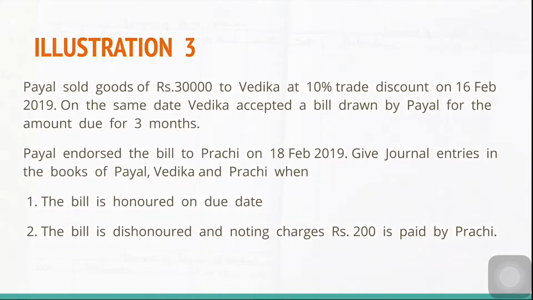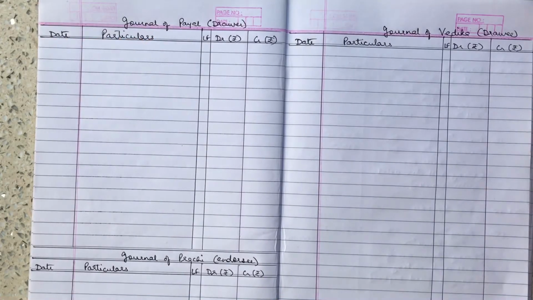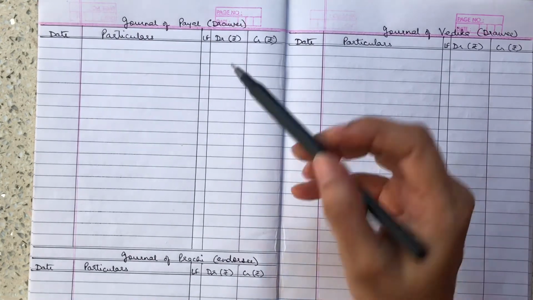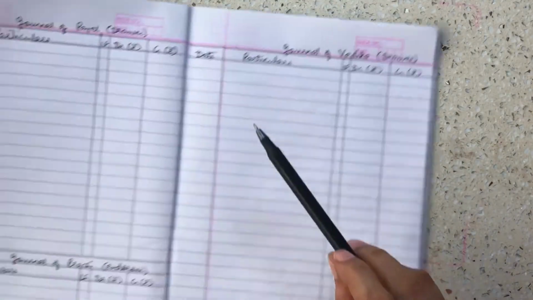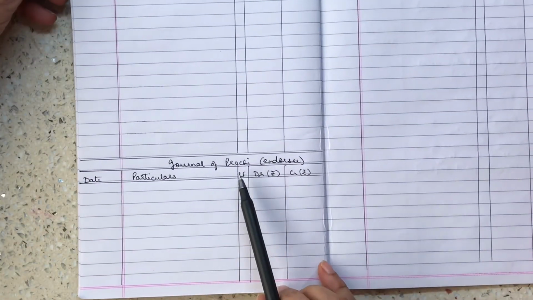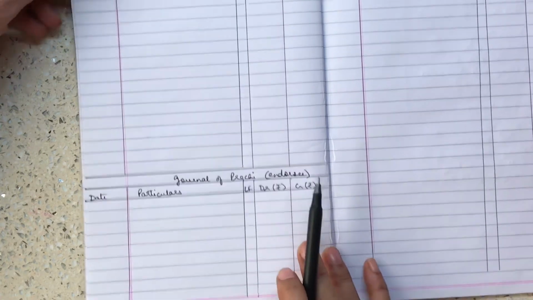Okay, let's start. So here is the journal of drawer, drawee and the endorsee. Payal is the drawer, this is journal of Payal. Vedika is the drawee, journal of Vedika, and the endorsee is Prachi. So this is journal of Prachi. Okay, so let's start.